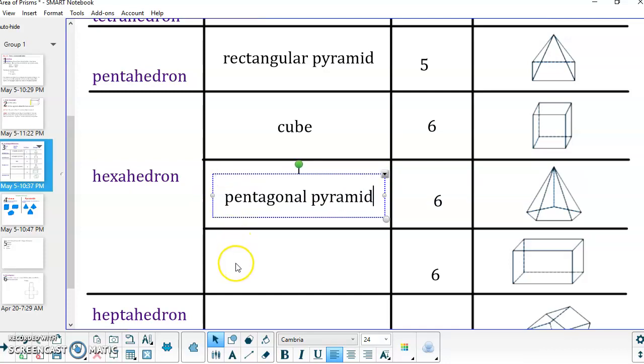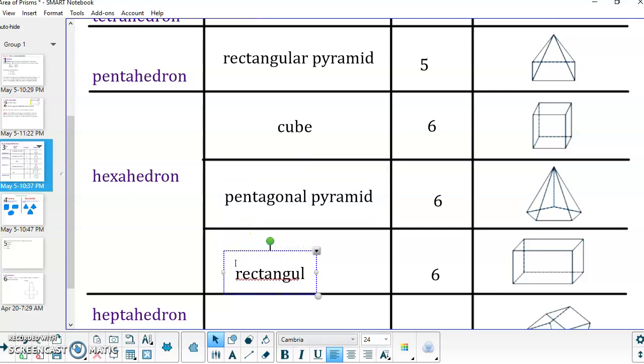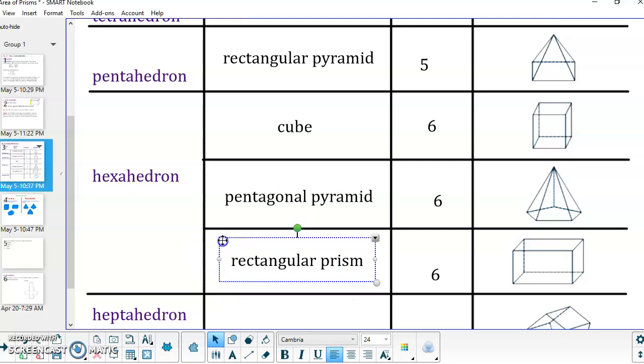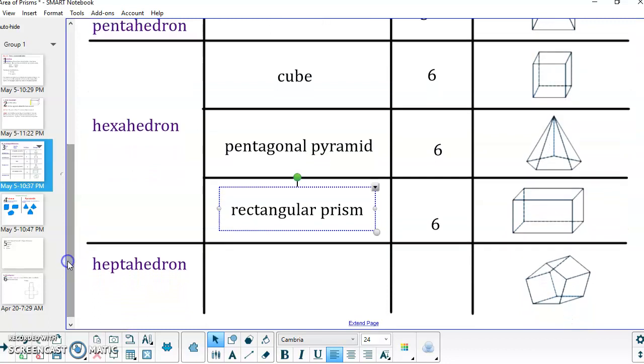And my last one is going to be a rectangular prism. Now, the important thing to know about prisms is that the bases are going to be parallel. So in this, we've got a lot of options, right? Like this base and this base, or this face and this face are going to be parallel. So it would be hard for us to figure out which one is going to be our base.